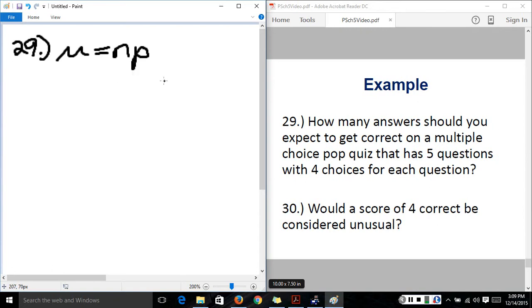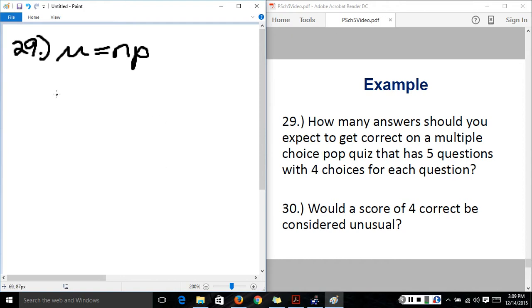And because this is binomial, I know that because it has the 4 characteristics. Fixed number of trials, that's the number of questions. Trials are independent? Sure. Each trial results in one of 2 outcomes. Well, you either get it correct or you don't. And the probability of success, getting something correct, is the same for all trials. Sure, there is a 1 out of 4 chance that you will get the correct multiple choice option.